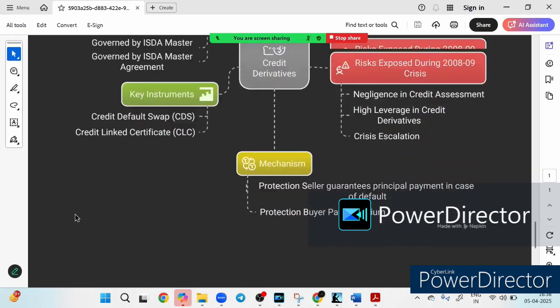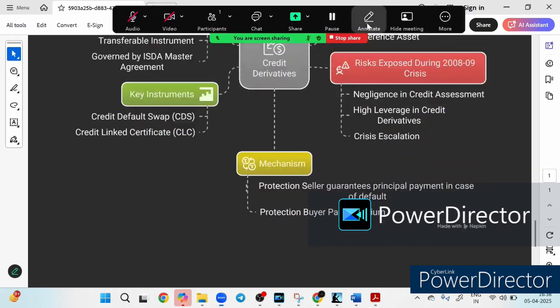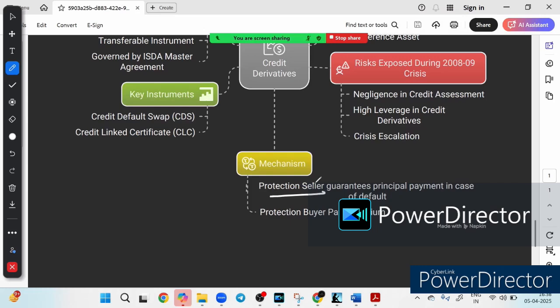So friends, how do credit derivatives work? If you look at the mechanism here, the protection seller is like an insurer, we also call it the insurer. It's just like insurance. So the protection seller, like an insurer, guarantees payment in case the borrower defaults. Suppose the borrower who has taken the loan defaults, then the protection seller guarantees principal payment. And the protection buyer, which is the bank, pays a premium to transfer the risk. Yes, they pay a premium, and if a default really occurs, the seller compensates the buyer for the loss.